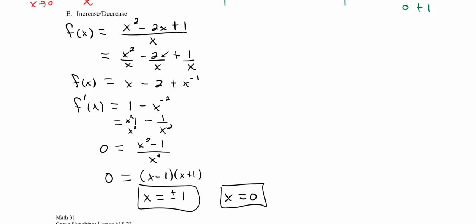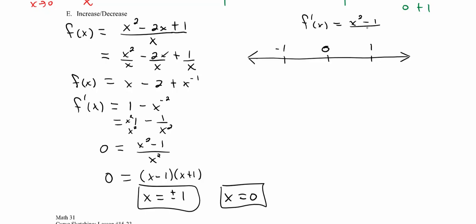All right, so let's make a chart or a number line. All right, so we'll put down our critical numbers. So that would be 0, and then -1 and 1. So we're figuring out our areas of increase and decrease, right? So we want to do this for the derivative, right? So let's write that above so we can see it. So the derivative, f prime of x, was equal to x squared minus 1 over x squared.